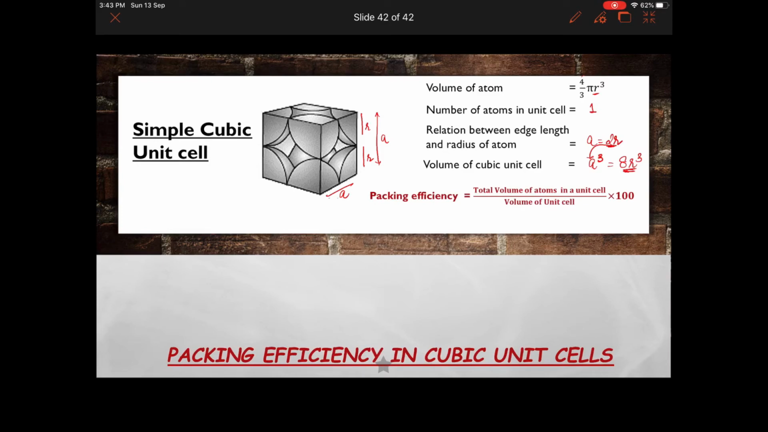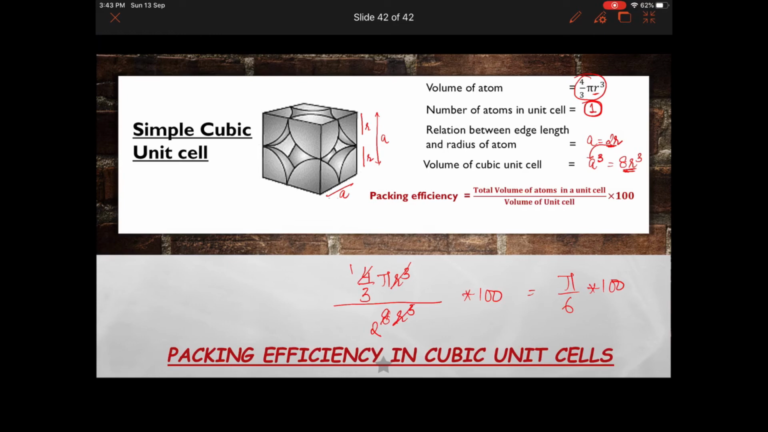Now, how many atoms are there in a simple cubic unit cell? 1. What is the volume of that one atom? That is 4/3 pi r cube. So what I do is 4/3 pi r cube divided by 8R cube into 100. Correct? R cube and R cube gets cancelled. 4 ones are 4, twos are. So you get the answer as pi/6 into 100. Yes, pi/6 into 100. और ये पाई कौन सा है भाई?